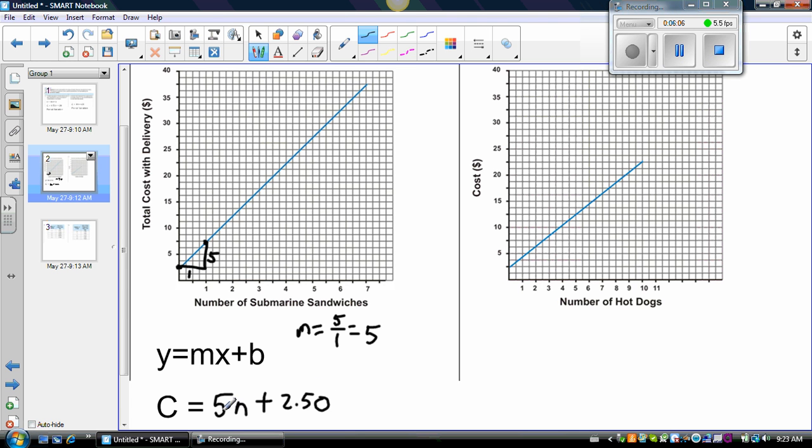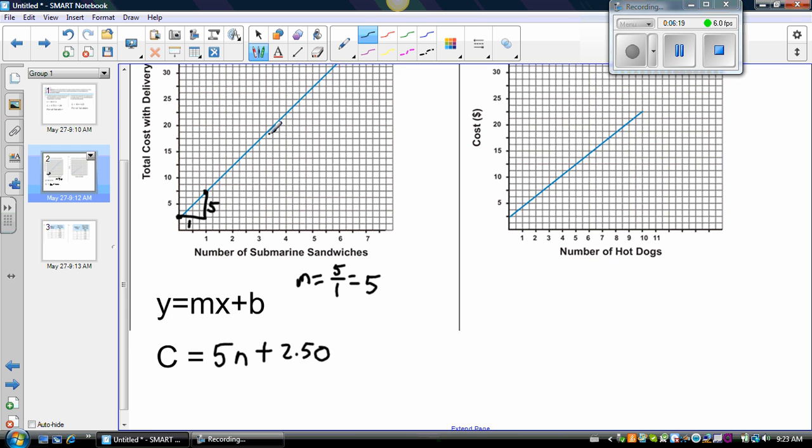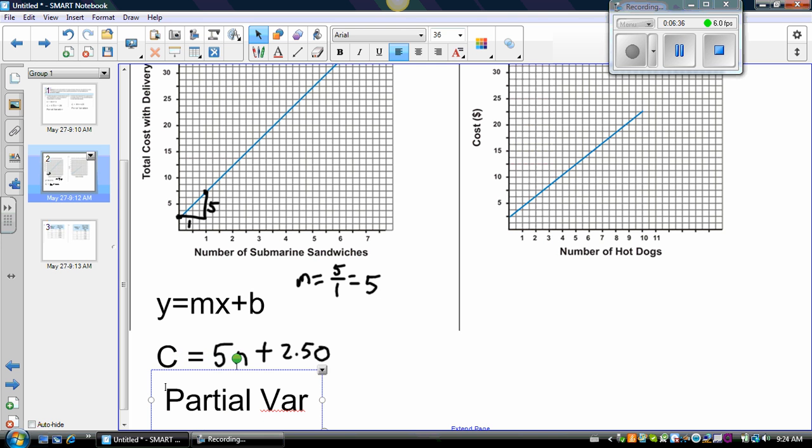So the cost of submarine sandwiches with the initial delivery charge of $2.50 would be C equals 5n plus 2.50. Now the next question is, would this be a direct or a partial variation? Well, because it has an initial cost and it has a rate of change, and you can see the graph starts not at 0, but at 2.5, this would be an example of a partial variation.